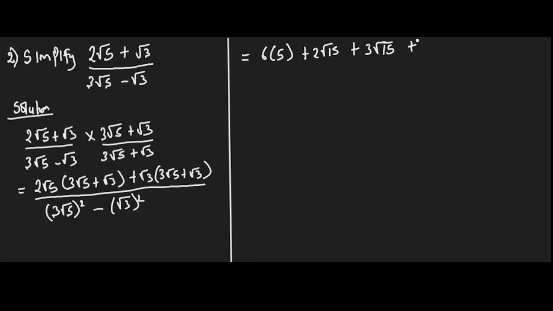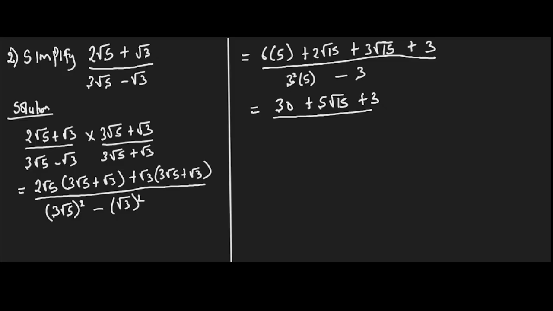Then you have root 3 times root 3, that's going to give us 3. All over here this is going to give us 3 square, because the square of 3 here is affecting the 2, you have 3 square, and here this minus this is going to give us 3. You agree with me? This is 6 times 5, 30, plus 2 root 5 plus 3 root 5, that's going to give us plus 5 root 15 plus 3 all over 3 square will give us 9 bracket 5 minus 3.